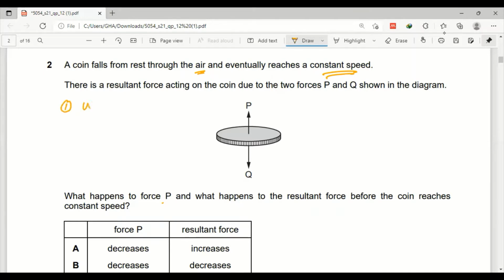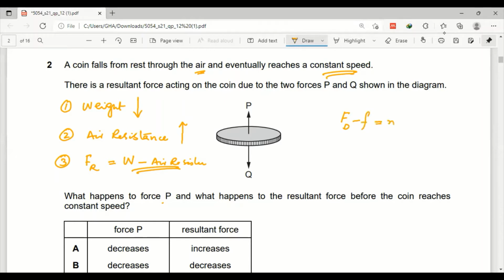First force is the weight, which acts downwards, and during the fall, it remains same. And the second force is the air resistance, which increases with speed, and it acts upward. And the third is the resultant force, which is the difference of these two forces. And which is responsible for the acceleration, because the formula is driving force minus resistive force is equal to ma.